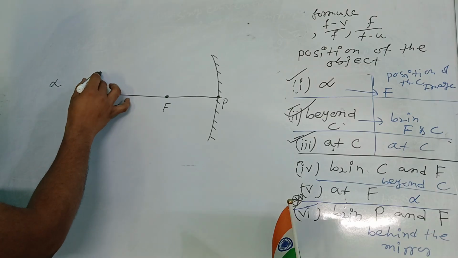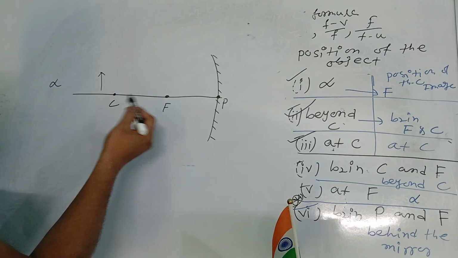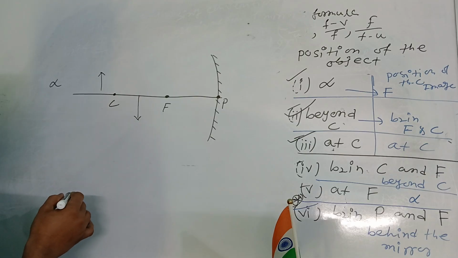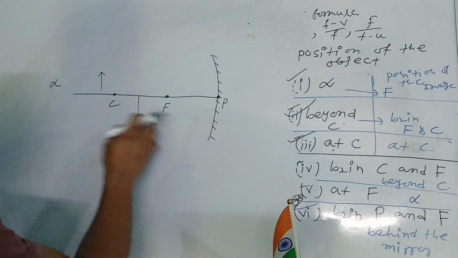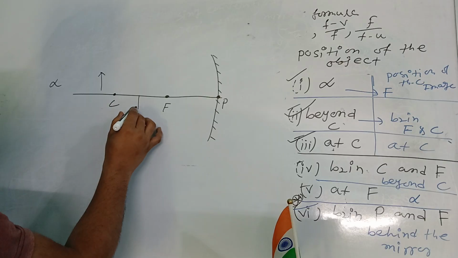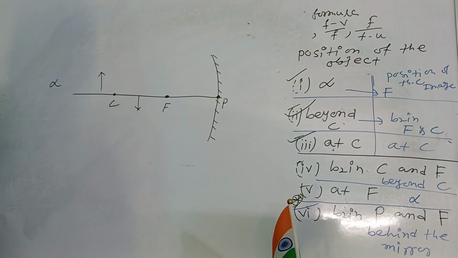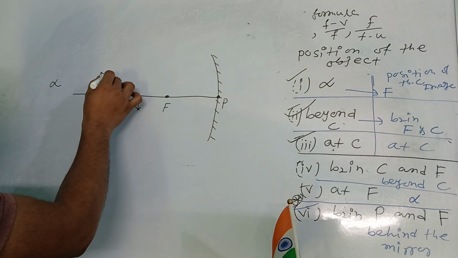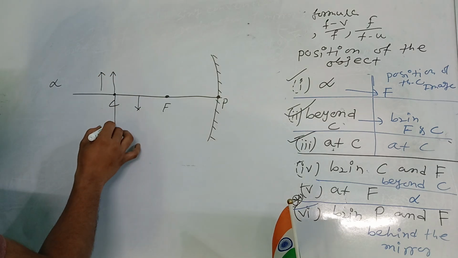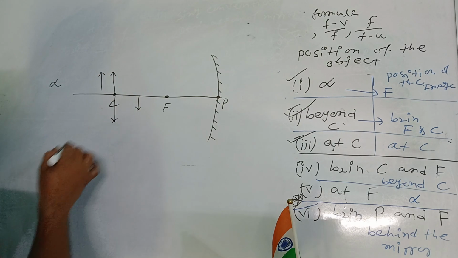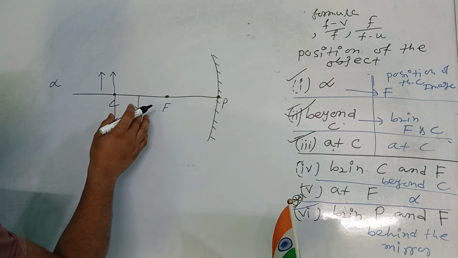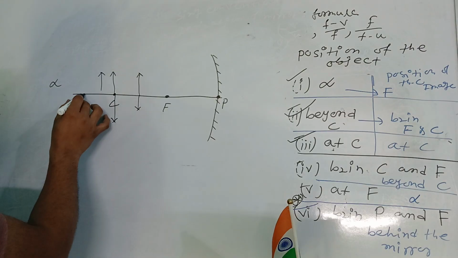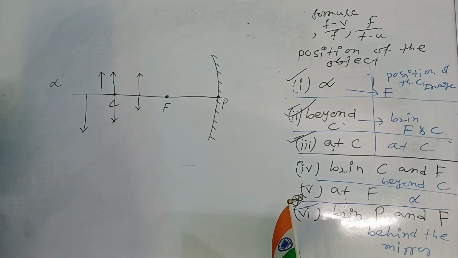Then if the object is beyond C, we can see the image is between C and F, and it is small in size. So beyond C, the image is between C and F. If you place the object at C, then the image is at C and the same size. If you place the object between C and F, then the image is beyond C and it is magnified.